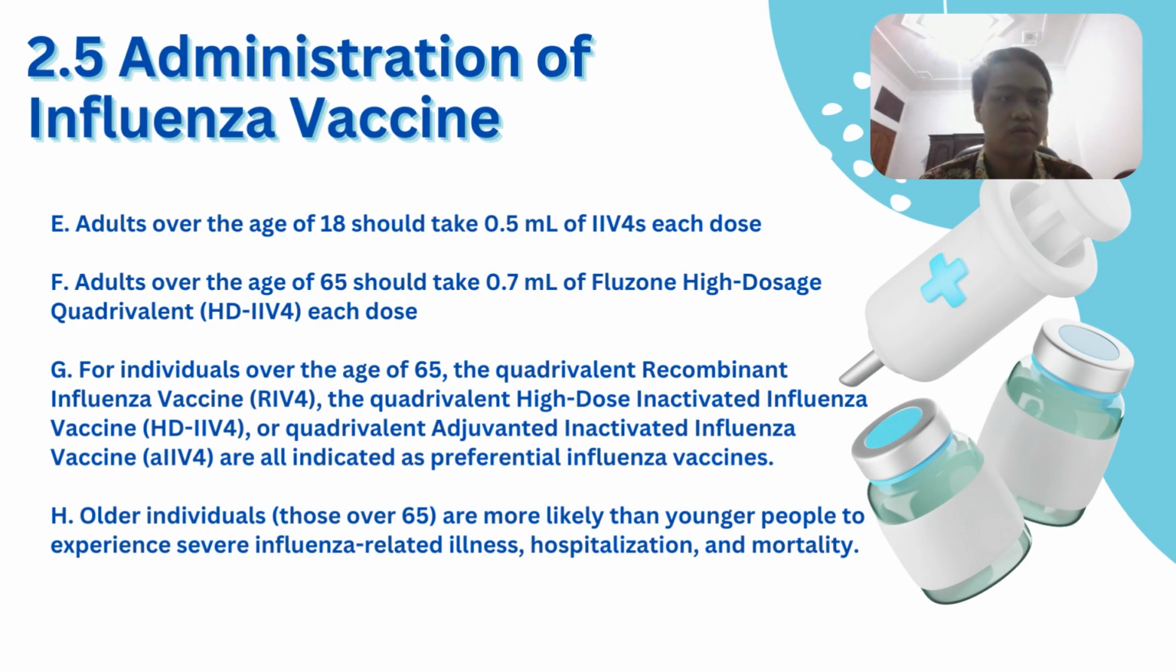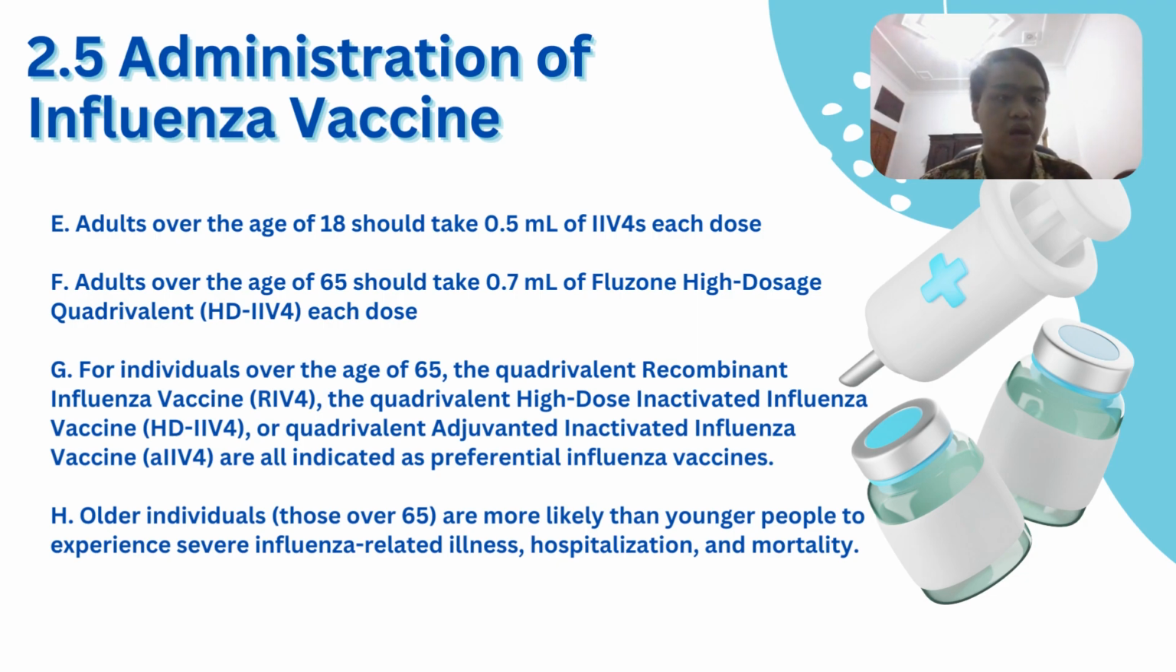Adults over the age of 18 should take 0.5 milliliter of IIV4s each dose. Adults over the age of 65 should take 0.7 milliliter of Fluzone high-dose quadrivalent or HD-IIV4 each dose.